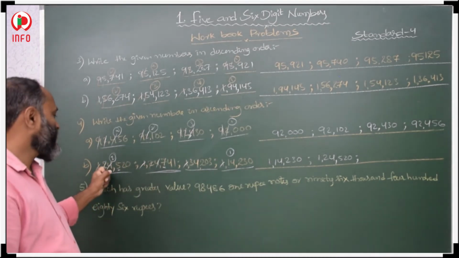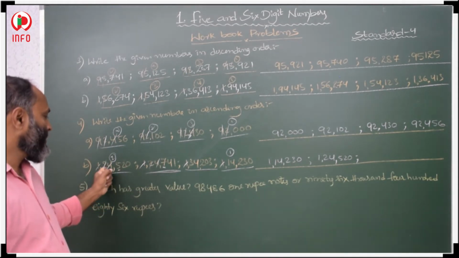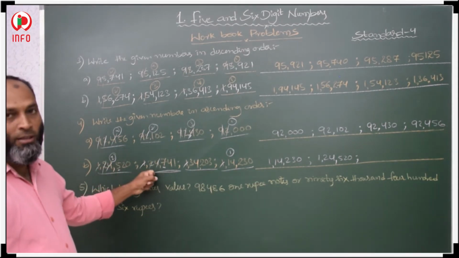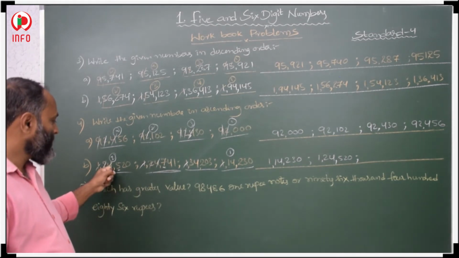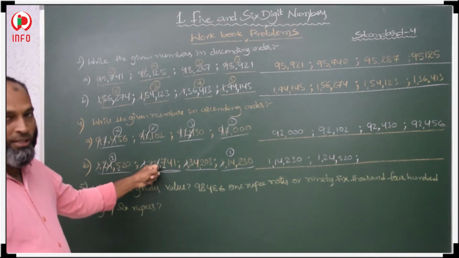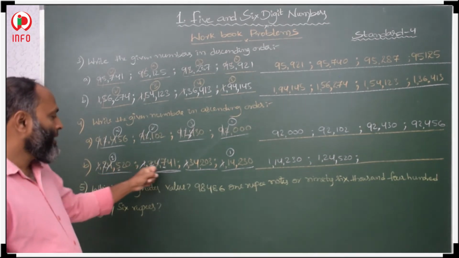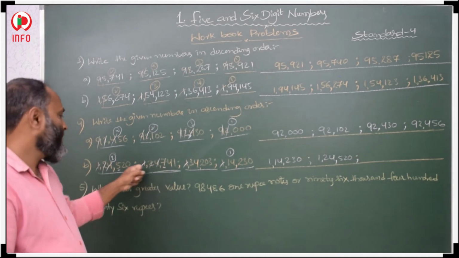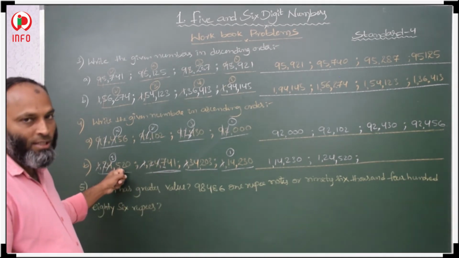So we have two such numbers. In these two, in 10,000 place we have 2 here and we have 2 here. So again we have to compare thousands place. Thousands place 4 is there and 4 is there. Next we go for hundreds place. Here 5 is there and here 7 is there. Between 5 and 7, 5 is smaller. So this one is smaller.